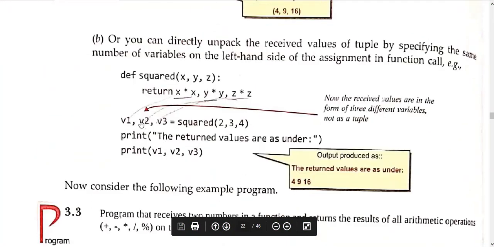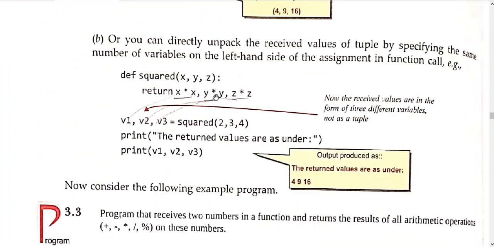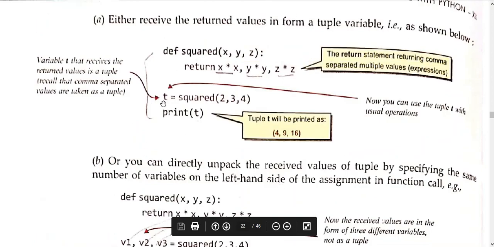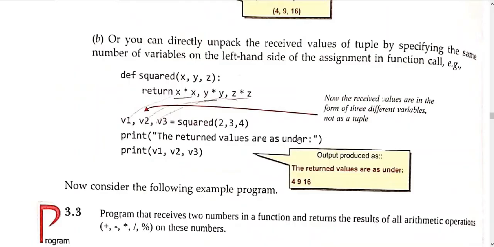But you can also give 3 variables, like x square will be stored in v1, y square will be stored in v2, z square will be stored in v3. Okay, so then you can print v1, v2, v3. This way you will get normal numbers, no tuple. But if you are using a single variable, then you will get values in the form of a tuple. You must keep this thing in mind.